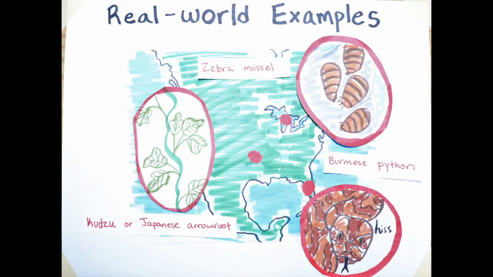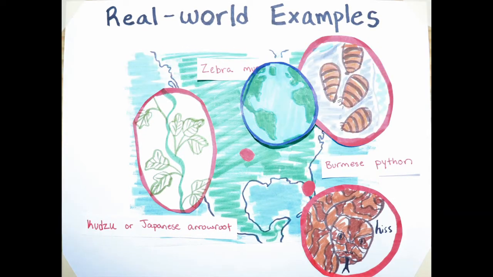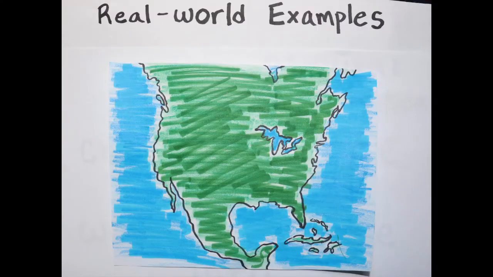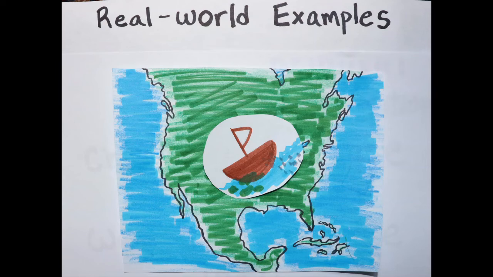These are just a few examples in the U.S., but you can see the effects of invasive species all across the globe. But how do these invasive species get to different places? Most often, it is because humans either intentionally or unintentionally brought the species to a new place during travel.